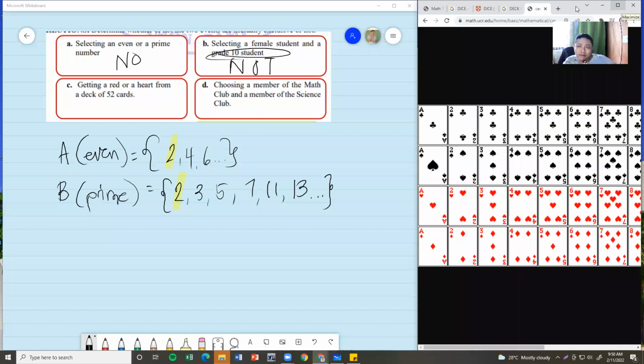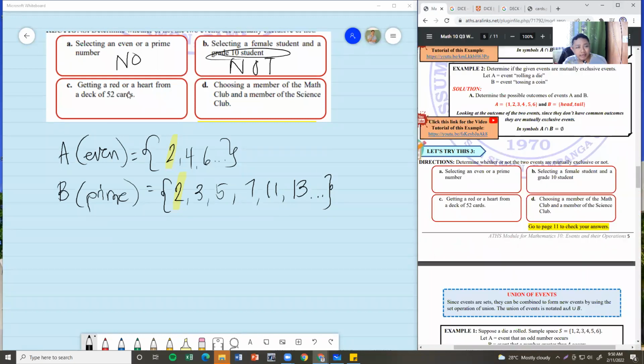Okay? Now that you are familiar with them, let's move on with this one. Getting a red and a heart from a deck of 52 cards. This time, baliktarin natin. Raise of hand if it is not. They are not mutually exclusive. And then, let your hand not raised if they are mutually exclusive. Let me see. Raise your hand if they are not mutually exclusive. Go. Let me see. Only 5 learners raised their hands. Okay, so 5 of your classmates said they are not mutually exclusive.